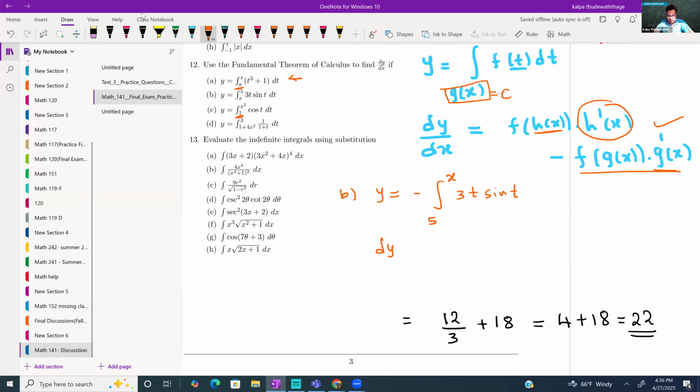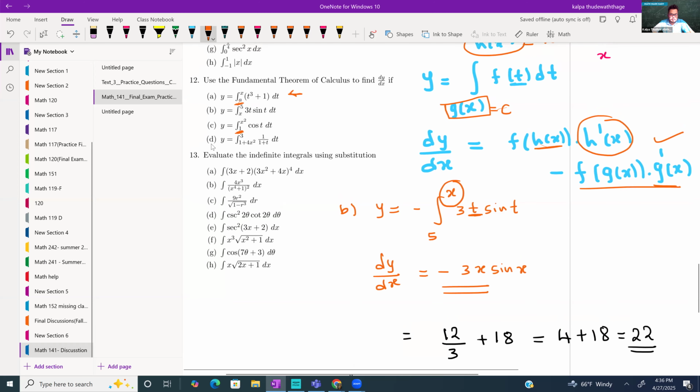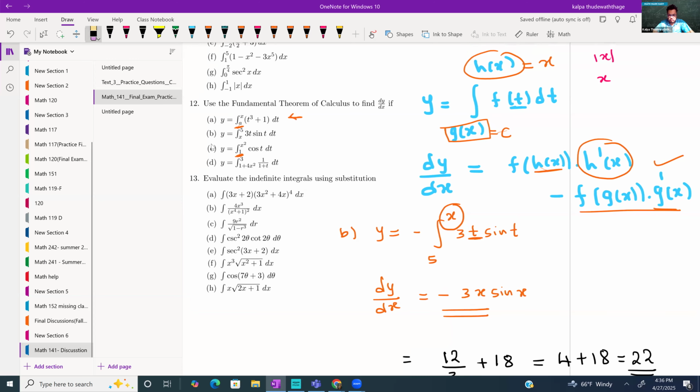dy over dx is just minus, and you replace t with x, so 3x sine t becomes sine x, and you can multiply by the derivative of x, which is just 1. I'm not going to do that, so you can keep it like this. Replace t with x. Part C is a little challenging because you have x to the power 2.